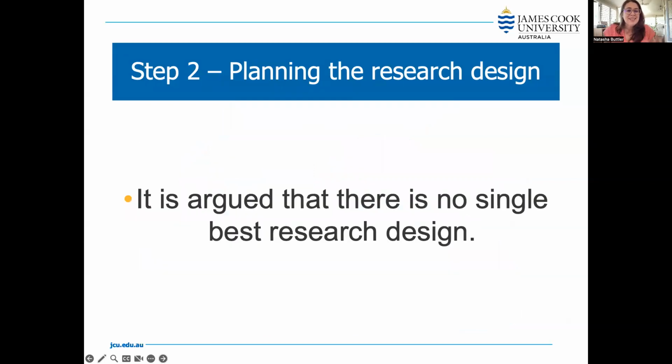So it's argued that there is no single best research design. There are many alternative methods for solving a problem, and there's no hard and fast rule for good market research. But that doesn't mean that the researcher faces chaos and confusion. Researchers can choose among many alternative methods for solving the problem. But knowing how to select the most appropriate research design comes about with experience, like everything, really.